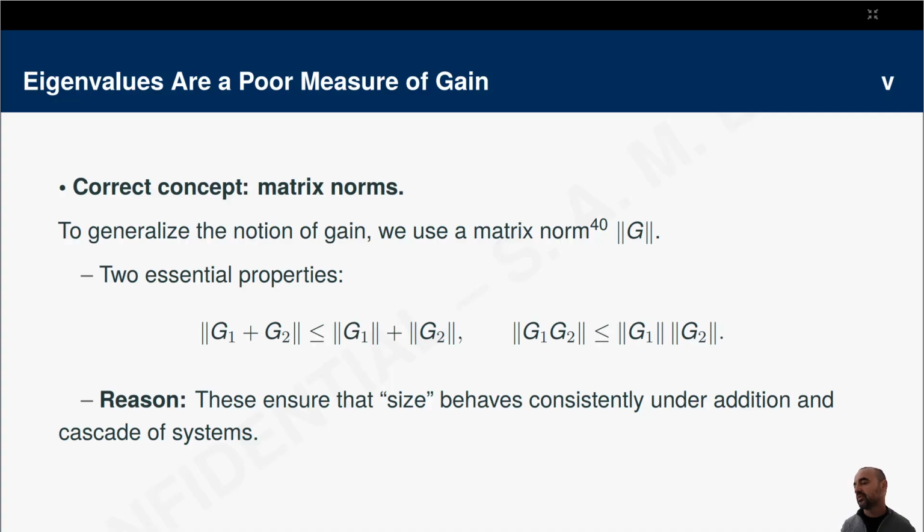So before moving forward, to generalize the notion of gain for a matrix, we use a matrix norm, because we're going to use that. Two essential properties of matrix norms are: the norm of G1 plus G2 is less than or equal to the norm of G1 plus the norm of G2, and the norm of G1 multiplied by G2 is less than or equal to norm G1 times norm G2. These ensure that size behaves consistently under addition and cascade of systems.